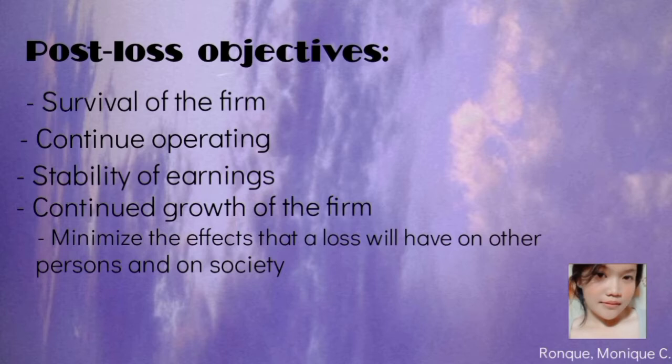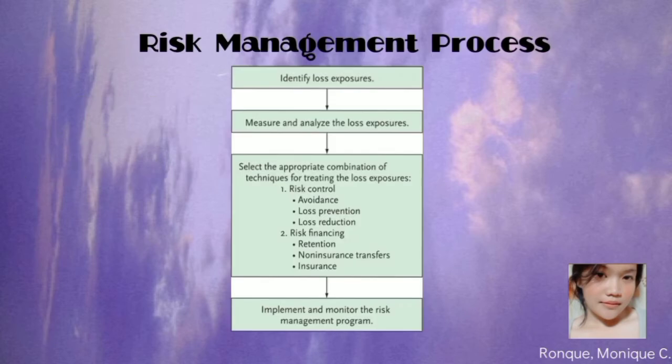The last is to minimize the effect that a loss will have on other persons and on society. A severe loss can have an effect on employees, suppliers, creditors, and the community in general. It is important to maintain a positive morale. The risk management process. The first one is identify loss exposure. Second is measure and analyze the loss exposure and select the appropriate combination of techniques for treating the loss exposures.